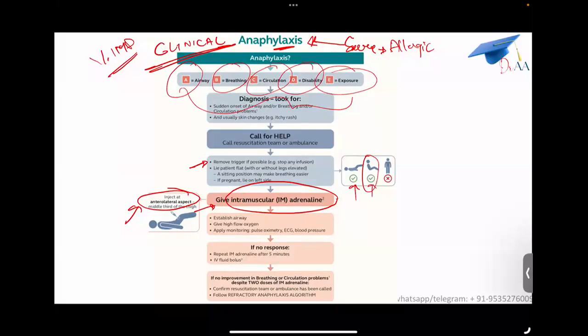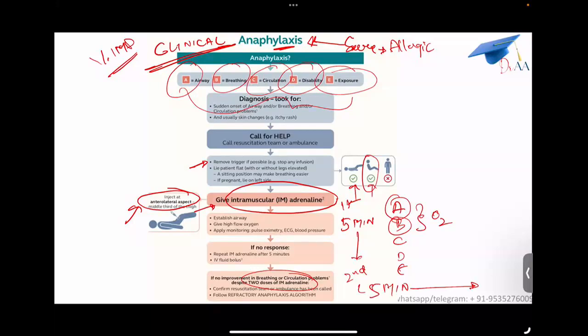Once you have given IM adrenaline, you wait for 5 minutes. In these 5 minutes, you are reassessing A, B, C, D, E, and making any required interventions, like if oxygen is required for airway and breathing, you give oxygen. Once 5 minutes is done, you see whether the patient has improved or not. If the patient has not improved, you give a second dose of adrenaline. Again, you wait for 5 minutes.